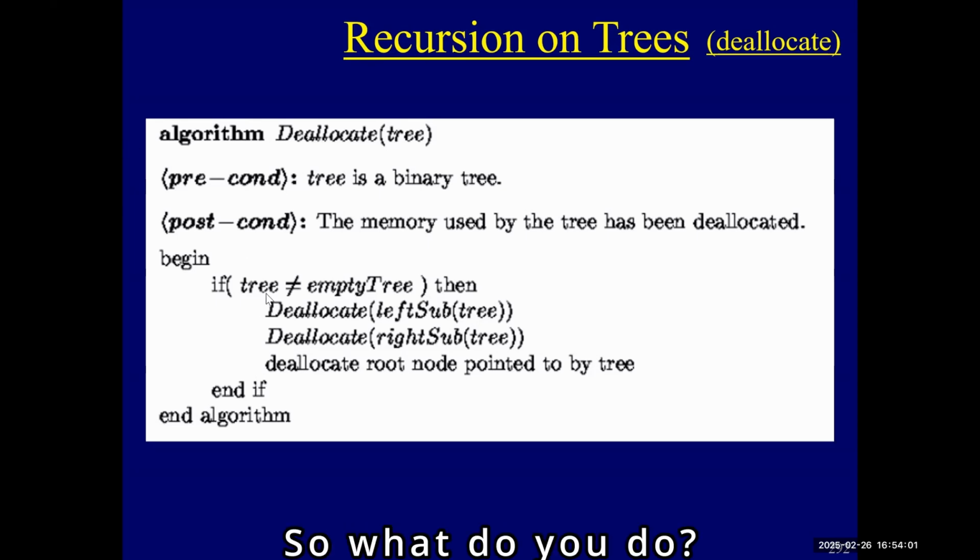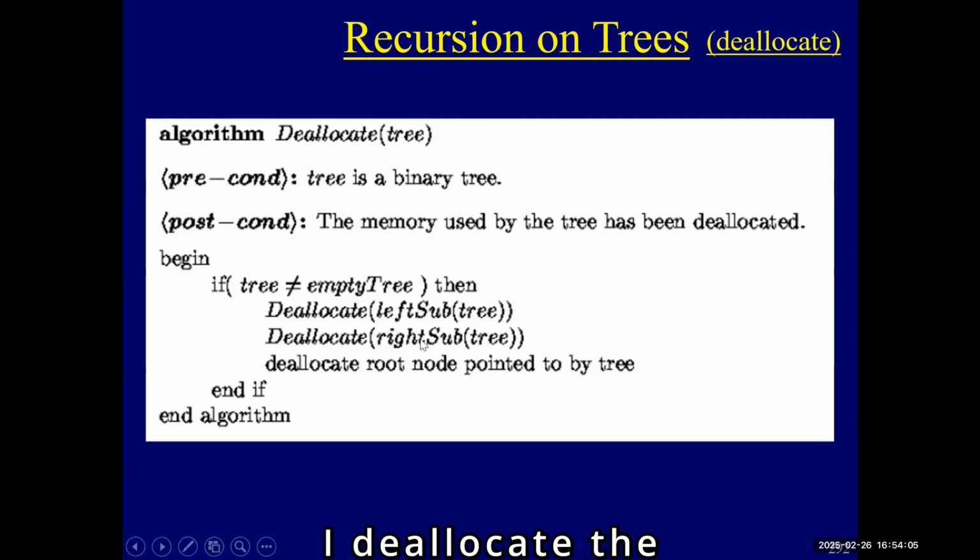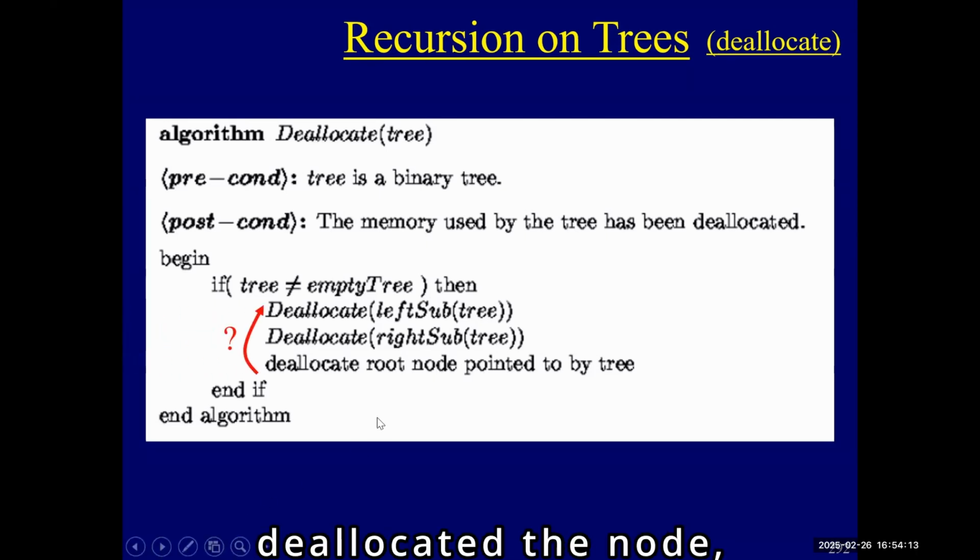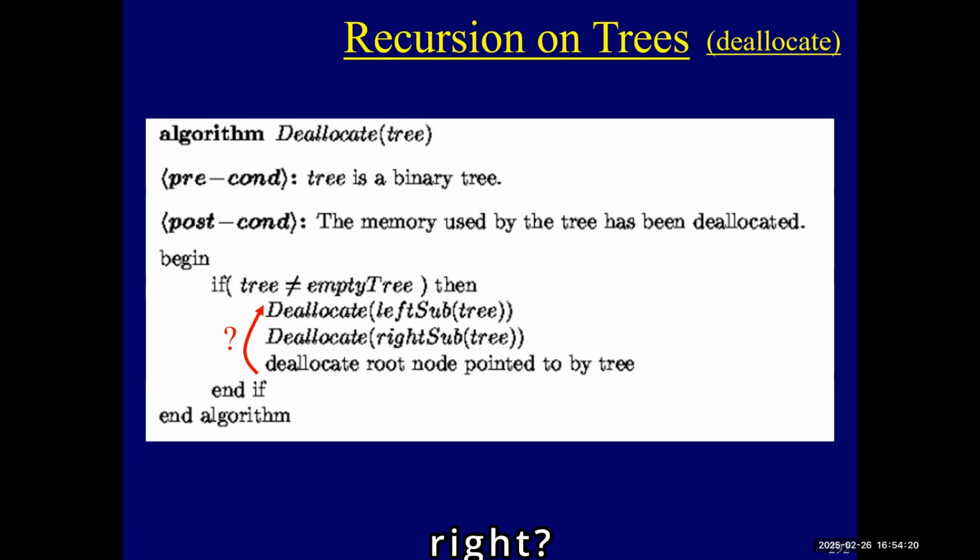So what do you do? You say, if I'm not the empty tree, then I deallocate the left, I deallocate the right recursively, and I deallocate the node at the top, right? And what happens if I deallocate the node, the root, first? Then I drop the children, right? And I get garbage leakage, right?